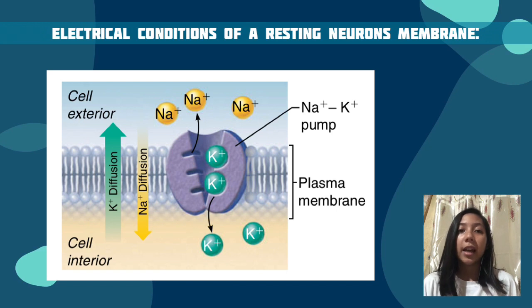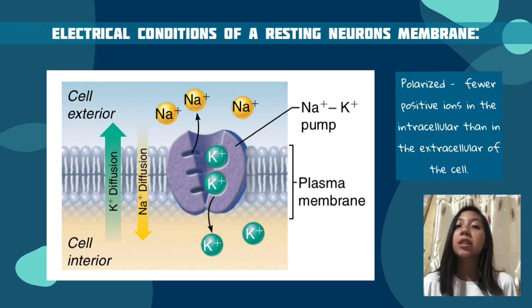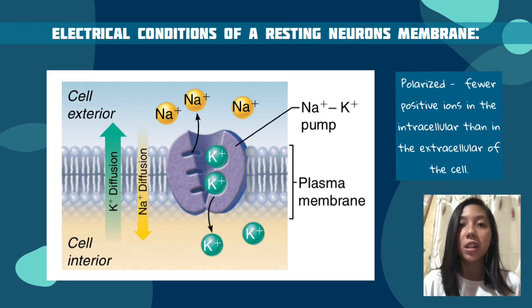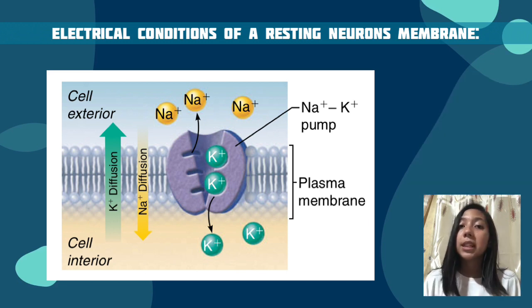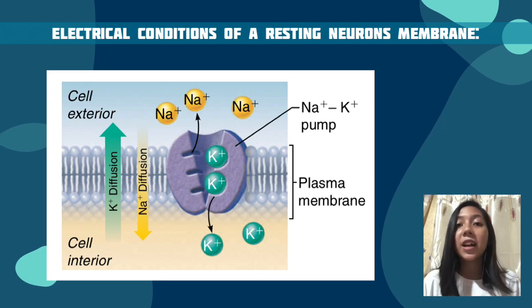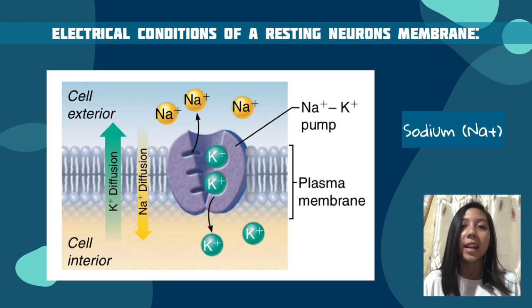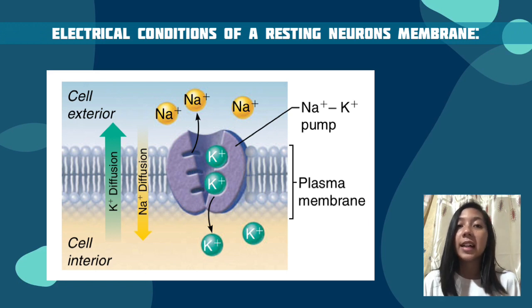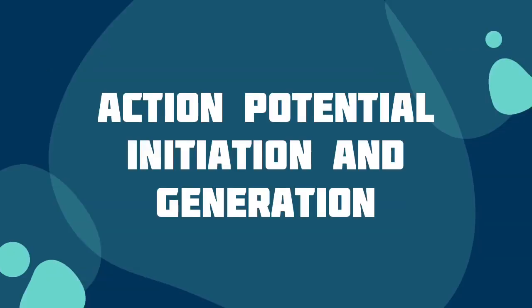Now let's talk about the electrical conditions of a resting neuron membrane. The plasma membrane of a resting or inactive neuron is polarized, which means that fewer positive ions are sitting on the inner face of the neuron's plasma membrane than there are on its outer face. The major positive ion inside the cell is potassium, or K+, while the significant positive ion outside is sodium, or Na+. Take note that as long as the inside remains more negative, with fewer positive ions, the neuron will stay inactive.